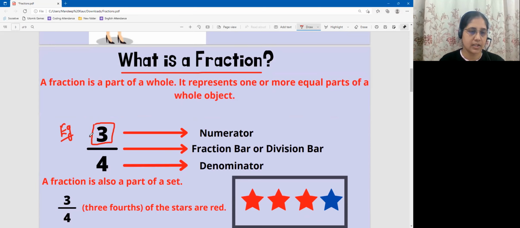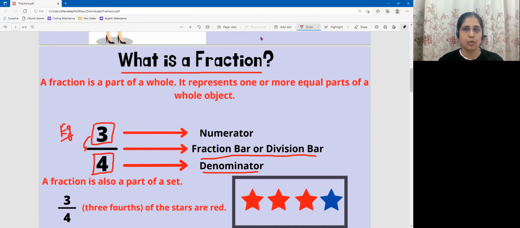Under the numerator, we have a line which is known as the fraction bar. We call it the fraction bar or the division bar, right? Under the division bar, we have the denominator. So what is a denominator? The denominator is the total number of equal parts the one whole is divided into. So we call it a denominator, right?